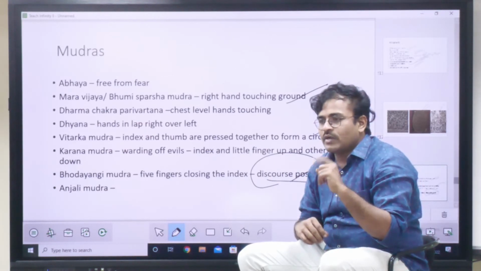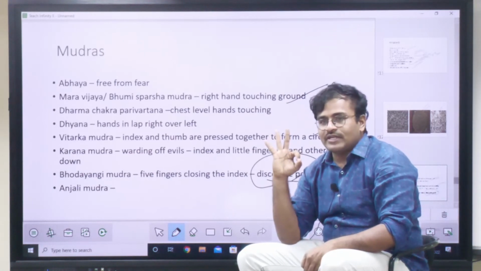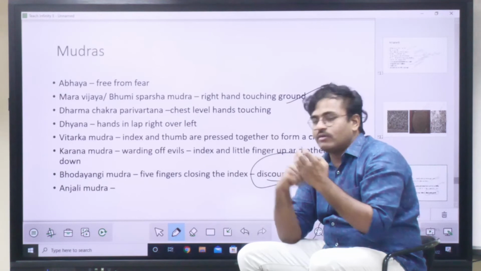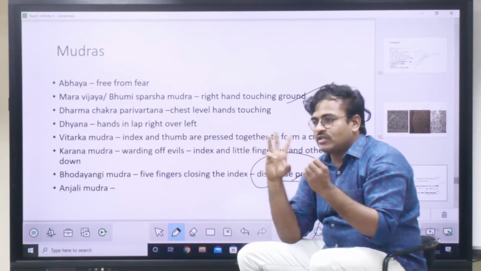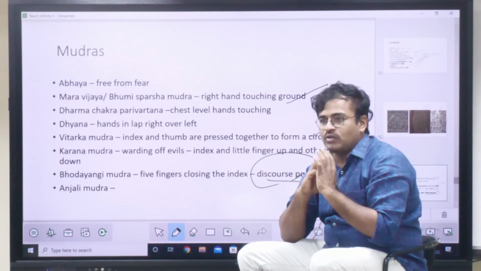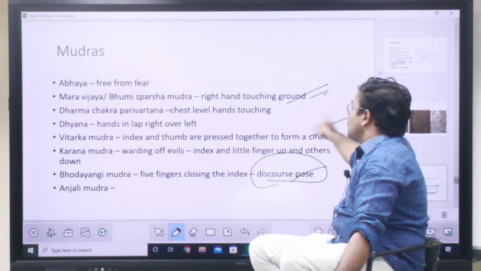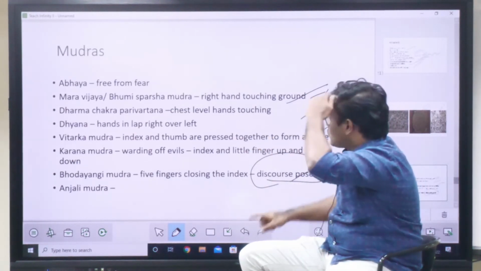One is this mudra, where he is teaching to the public. Then the second mudra is this, left hand index finger closing. Then the third mudra is this Dharmachakra Parivartana Mudra. This is also a preaching pose. Chest level, hands touching each other. It is also a discourse pose.